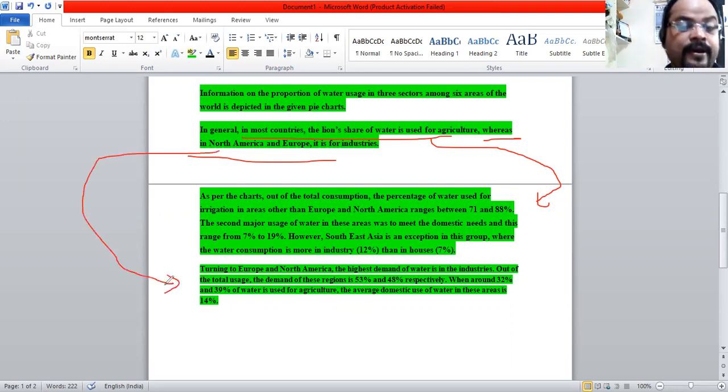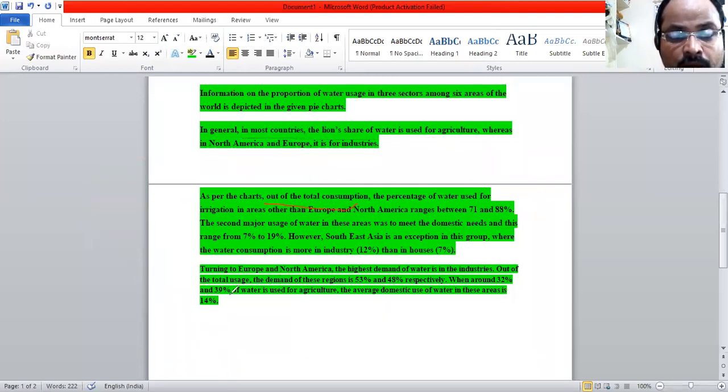Two sentences are there. Turning to Europe and North America, the highest demand of water is in the industries. You can see most of the water is used there out of the total usage. That's something very clear here. I just need you to focus on this. In both cases, we have said out of the total consumption, out of the total usage. So we have started two specific paragraphs. In both paragraphs, you have to say from where the water is consumed, where the share is going, out of the total water consumed. This is the share.